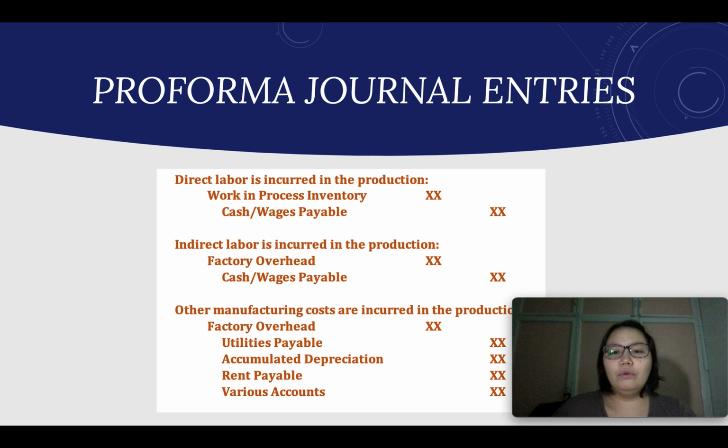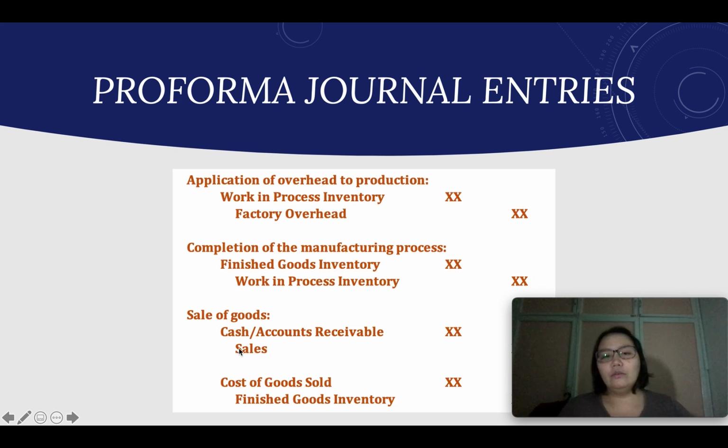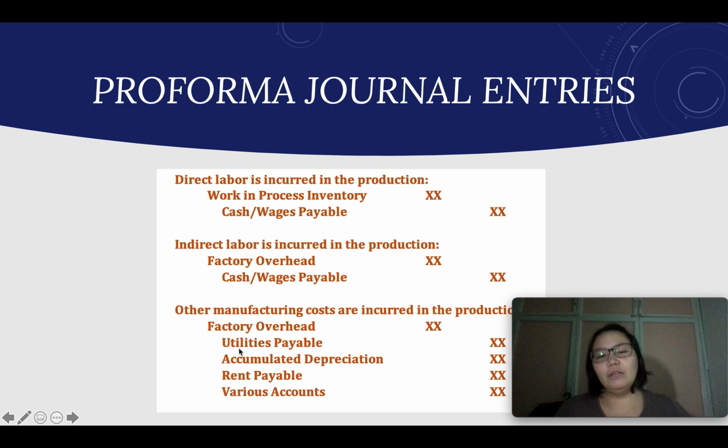Now, if we incur other manufacturing costs, our entry is to debit factory overhead, credit utilities payable, credit accumulated depreciation, credit rent payable, and other appropriate accounts. So, we will review the pro forma journal entries when we answer problems in the next session or in the next video.